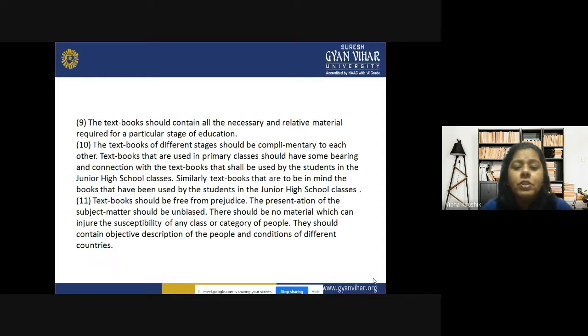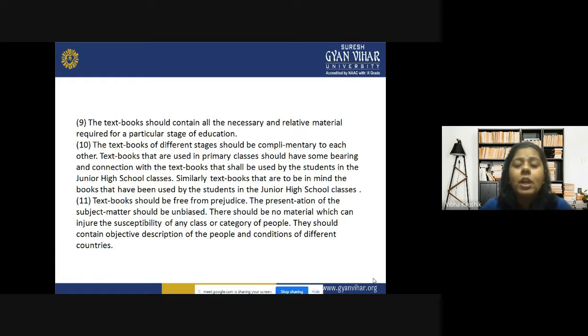The textbooks of different stages should be complementary to each other. Textbooks that are used in primary classes should have some bearing and connection with the textbook that shall be used by the student in the junior high school classes. That means there should be complementarity of the books. If a student has studied a concept in the primary section, then it should be correlated in the higher standard, so that the topic he has read in the primary work serves as the previous knowledge of that particular subject.